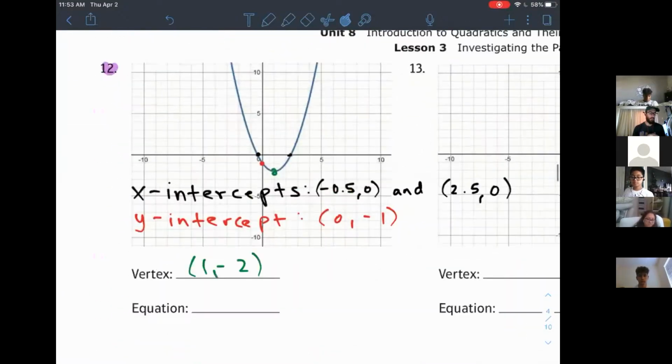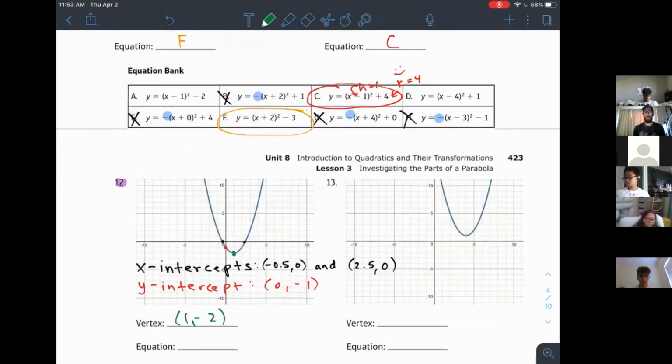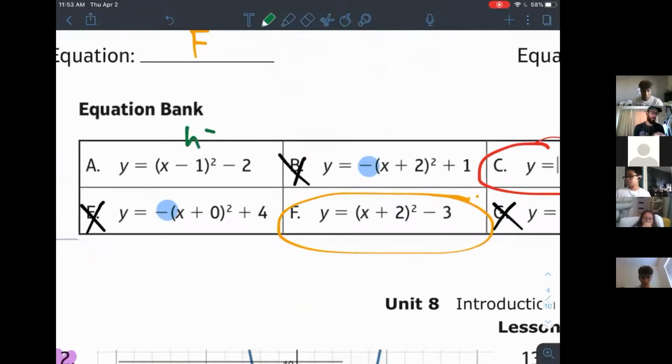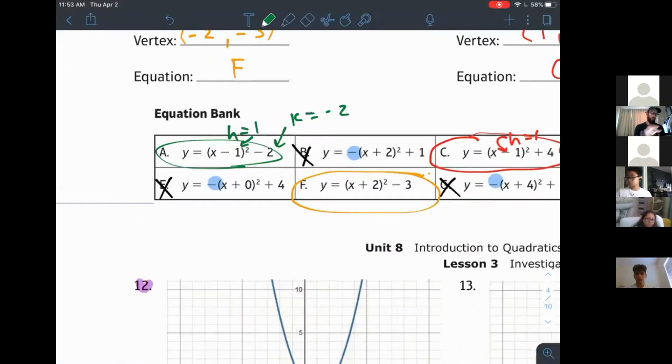Do we think we have an answer for this one? I kind of digressed. I got off topic. We know our vertex is 1, -2. Did anyone think they know which equation works with that? A. A, yes, sir. H is 1. Remember, it presets at x minus h. So h is 1, awesome, and k is -2. It has to be A for number 12.